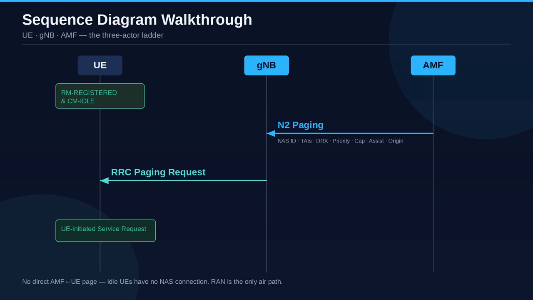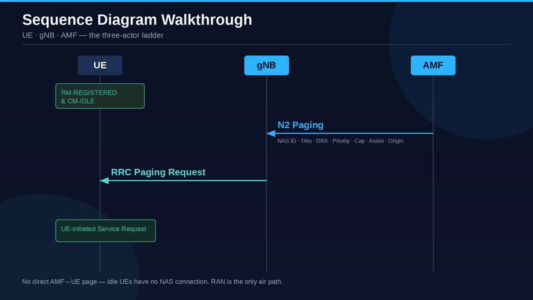Arrow 2, from gNB to UE. RRC paging request, the radio wake-up. The UE is monitoring paging occasions. It decodes and matches its identity. Then the UE box lights up, UE initiated service request. That climbs back toward the core, restoring signaling and user plane.